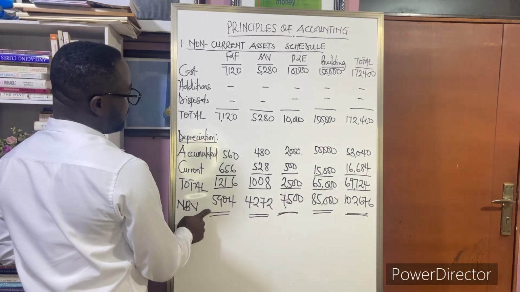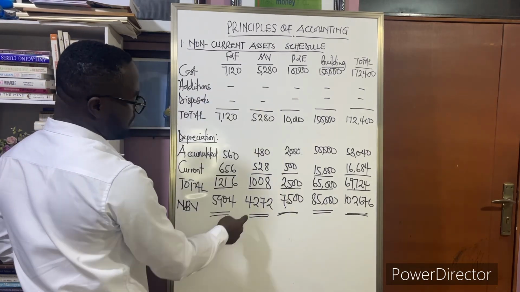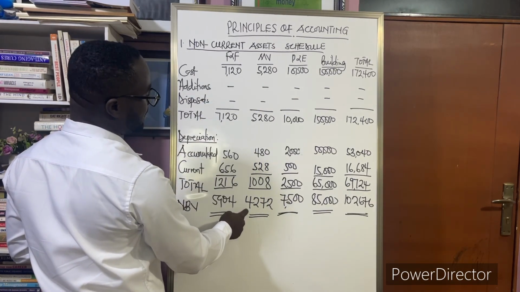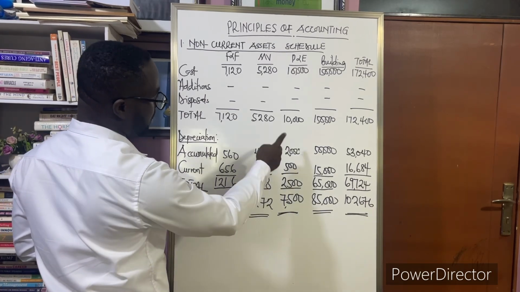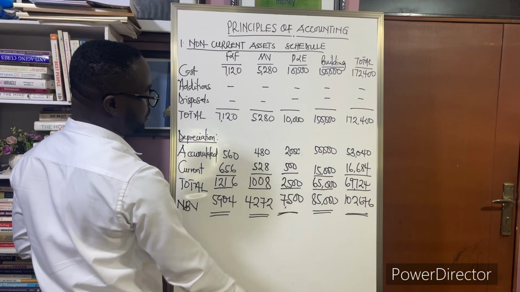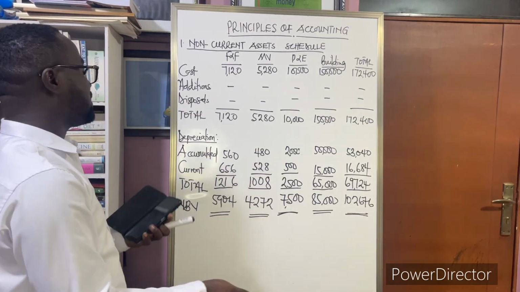F and F is now 5904, but it was 7,120. Motor vehicle, because of depreciation, has fallen to 4272. 10,000 of plant and equipment is now 7,500. The same applies to the building. So this is so simple.